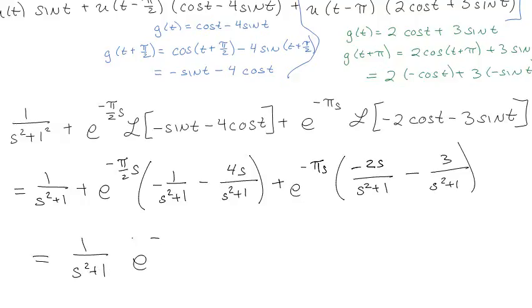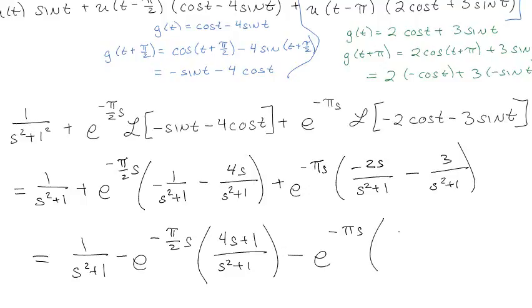I'll put the minus sign out there. And then I'll have 4s plus 1 over s squared plus 1, and e to the negative pi s times 2s plus 3 over s squared plus 1. And then we're done. See? Not so bad.